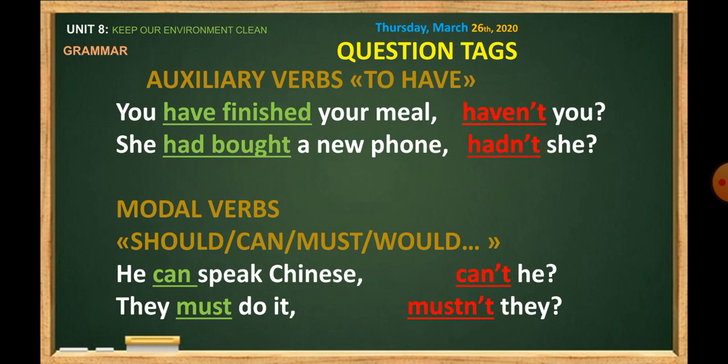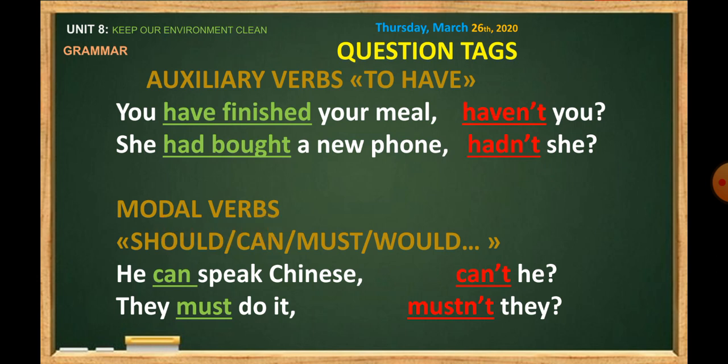Okay, she had bought a new phone, hadn't she? Okay, I think it's not that complicated. يعني سهل بسيط. Let's move now to modal verbs.